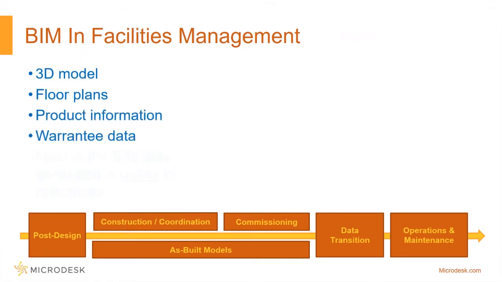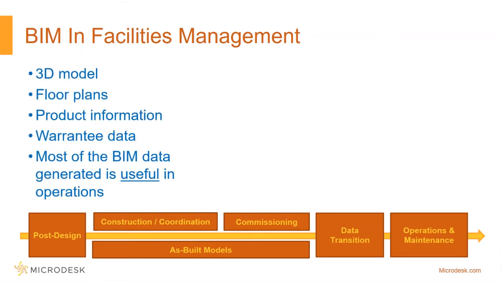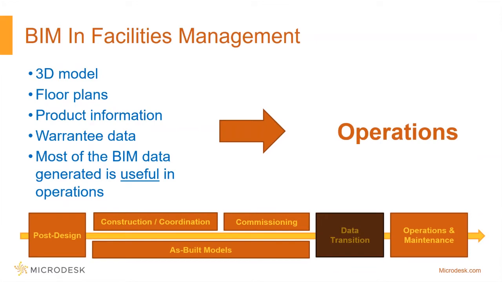But the facilities operators need the information that's being generated. They need the 3D models, the floor plans, the product information. They most certainly want to have the warranty data. So the data generated from the BIM process is useful in operations. There are many different facets and components of this data that they really want. And so, like I said before, the data transition period becomes critical. How do we feed this information into operations so they have the information that they need?